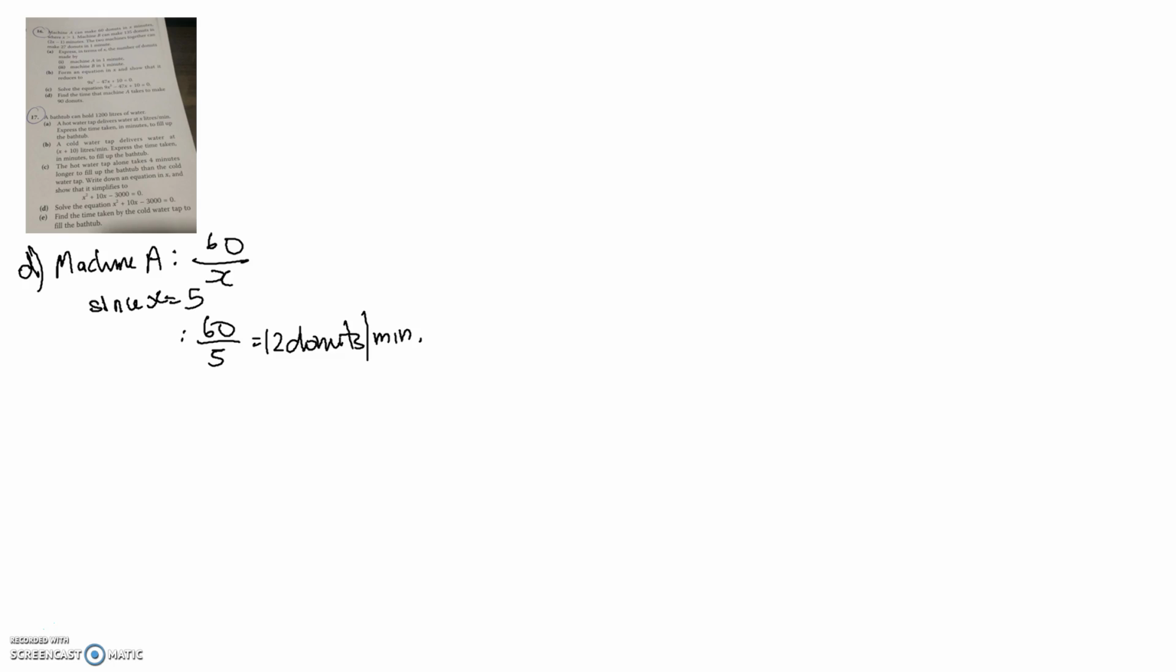Okay, so you want to look for how long it takes, the time taken, for it to make 90 donuts. Time taken, okay, so you want 90 donuts over 12 donuts a minute, you get 7.5 minutes. And that's how we do this question. Okay, moving on to question 17.